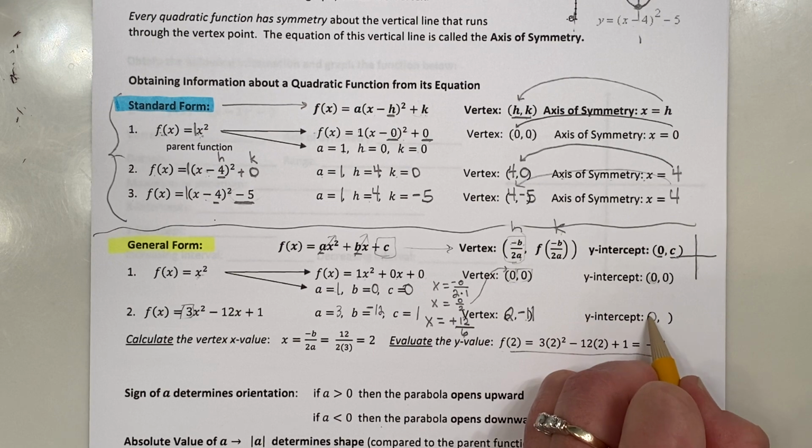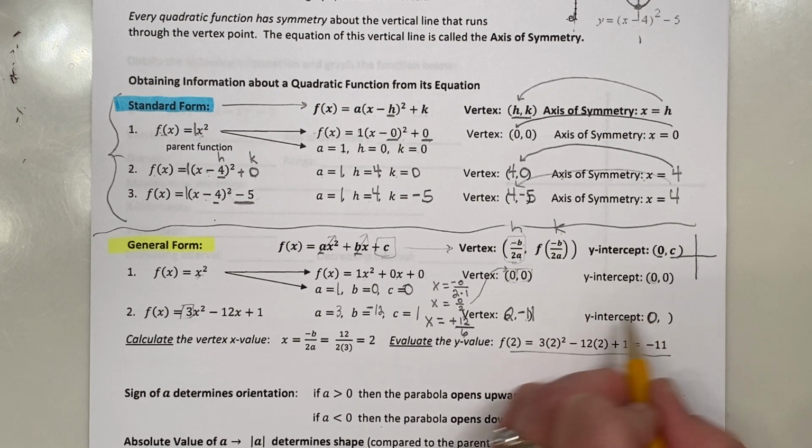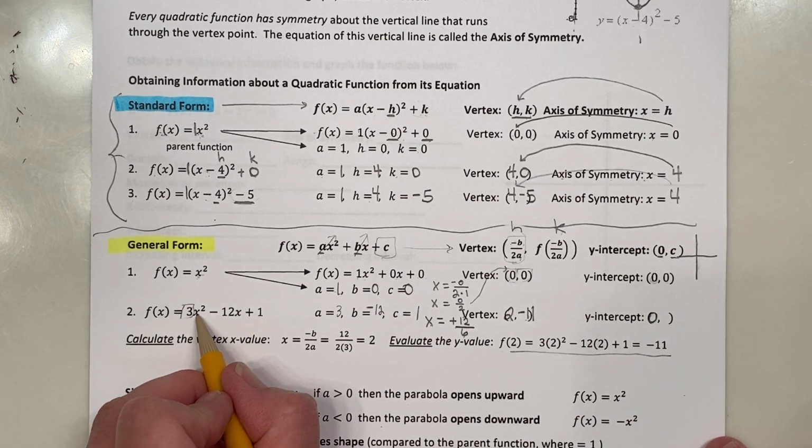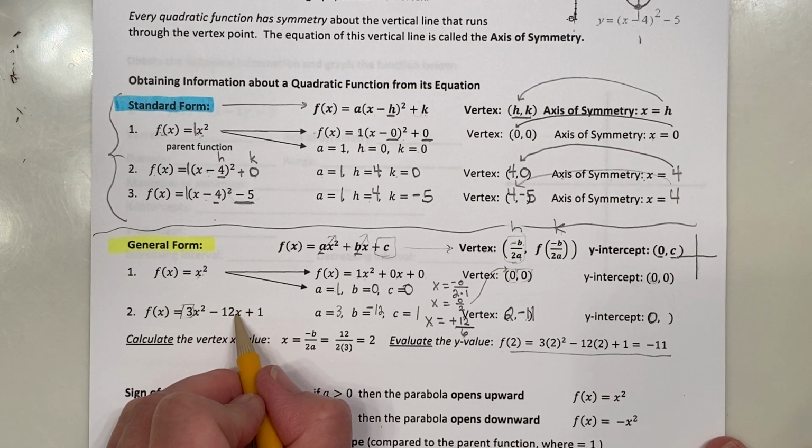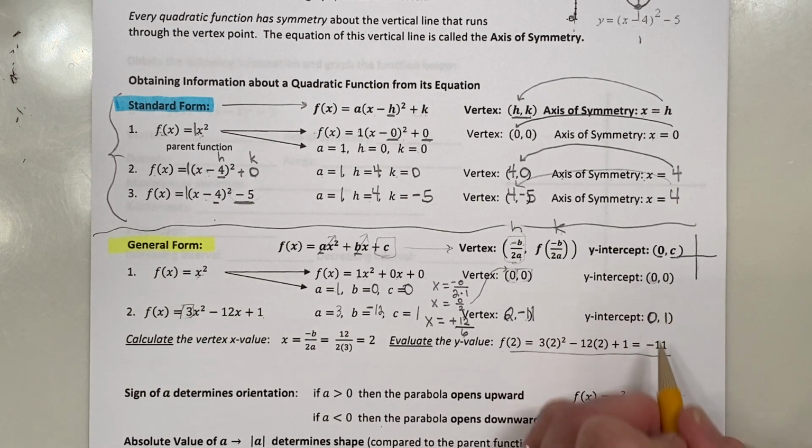What's the y-intercept? Well, the y-intercept, oh yeah, that means x is 0. So go back to the equation. If x is 0 here and x is 0 here, I'm left with just 1. So the graph of this parabola will cross the y-axis at 0, 1. That's a lot of information.